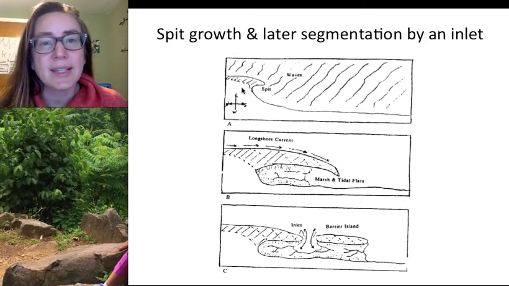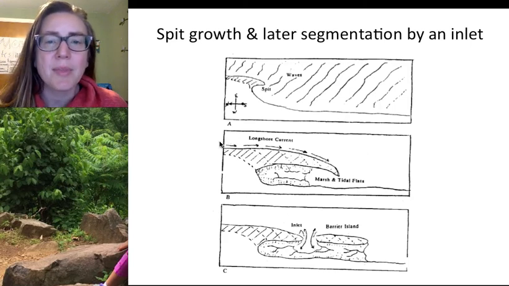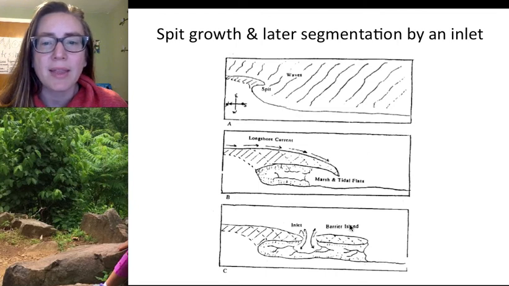And as it continues to accumulate sand, it will then have the potential to become overtaken by maybe an inlet or maybe some type of storm that cuts this from the mainland. And then you have your barrier island that can form as a result of that spit growth.